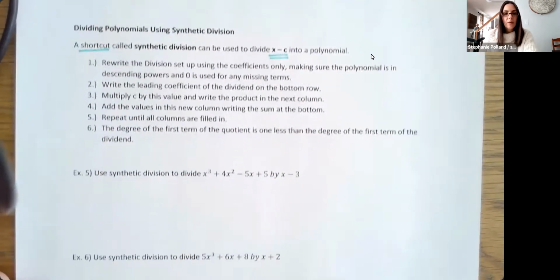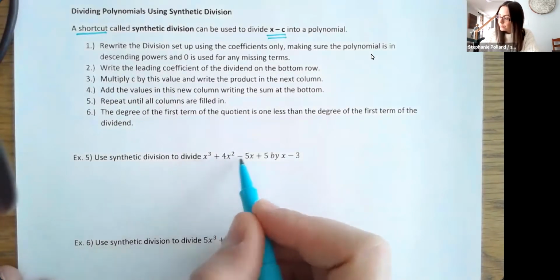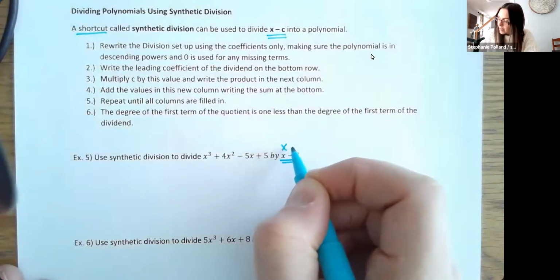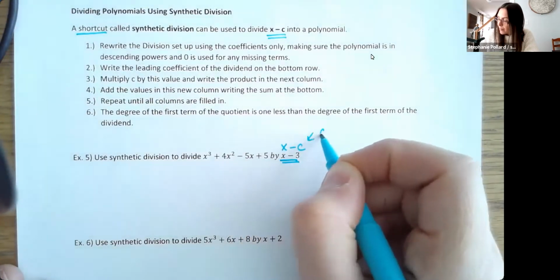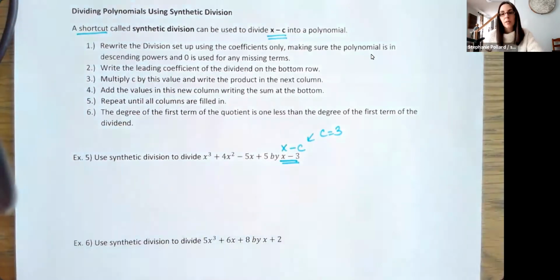So for example 5 here, we're going to use synthetic division to divide this polynomial by x minus 3. So notice that we're in the correct form, x minus c. So our c here happens to be 3. Again, synthetic division only works for divisors of this style. It doesn't work for anything more complicated, and you would have to do long division in those examples. So what we do is we set it up like this.